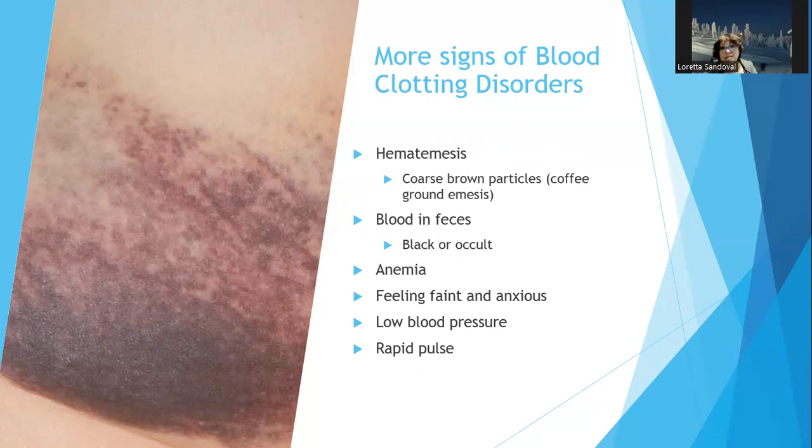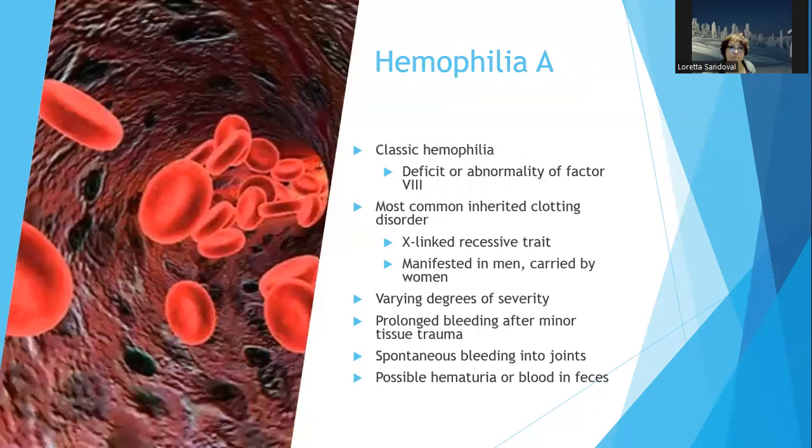Anemia, because your blood is not in the right place. Feeling faint and anxious because of that sympathetic nervous system response. Low blood pressure, because again, your blood's not in the right place. And rapid pulse, because we're trying to get oxygen to the rest of the body.